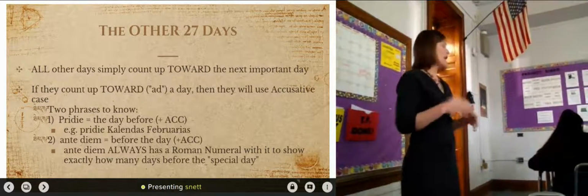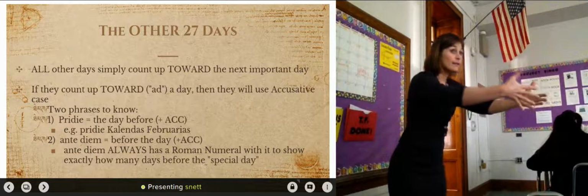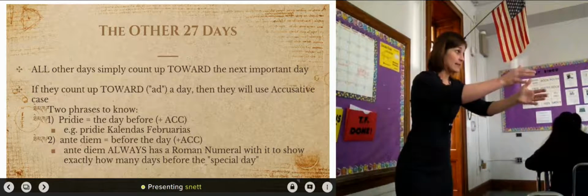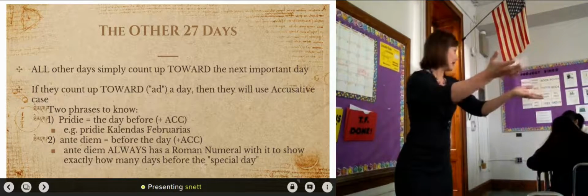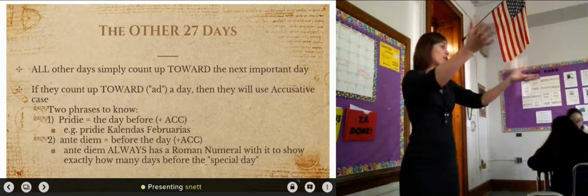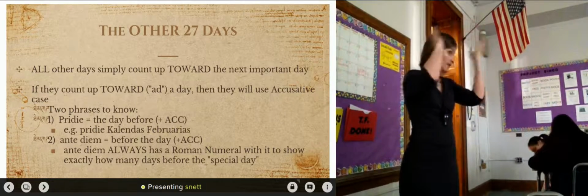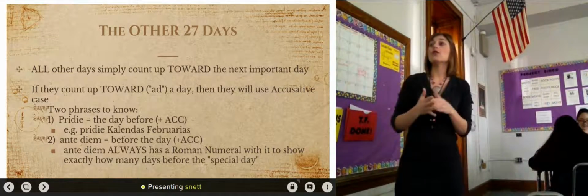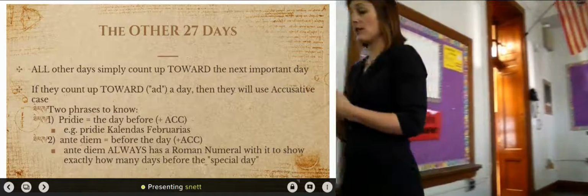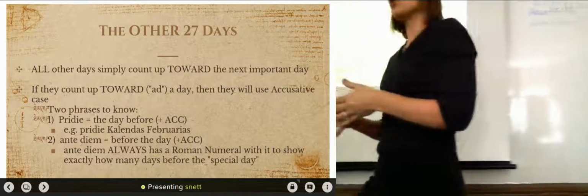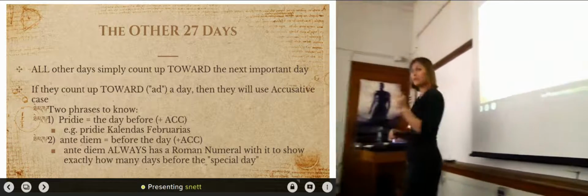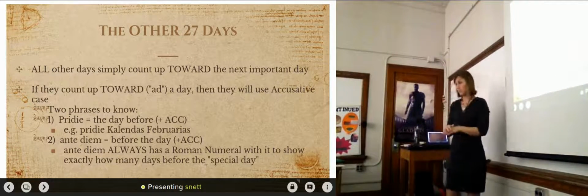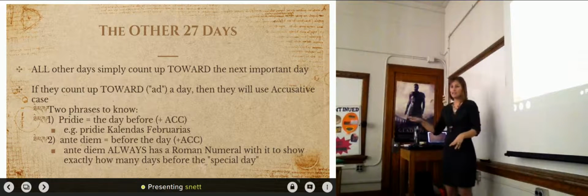If we are counting up toward the next date, what preposition is toward? Ad. So what case are we going to use if we're going towards something? Accusative. We have two ways of doing accusative expressions. The first one features a little word called pridie. And pridie very specifically means the day before. Not 3 days before, not 10 days before, but just the actual day before.